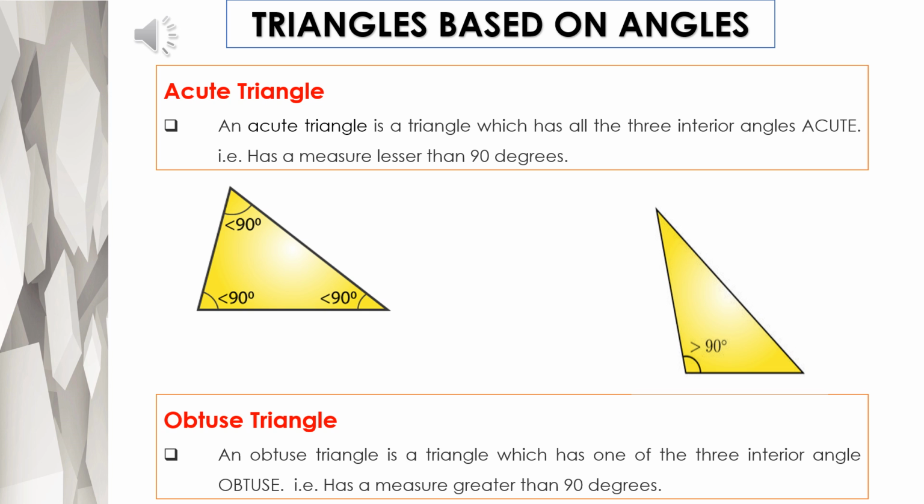An obtuse triangle is a triangle which has only one of the three interior angles obtuse. That is, has a measure which is greater than 90 degrees. Only one. So the other two will become acute and only one will be more than 90 degrees. But here again, the three interior angles sum up to make, very good, 180 degrees.